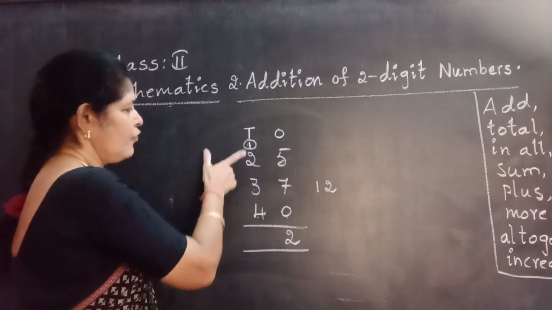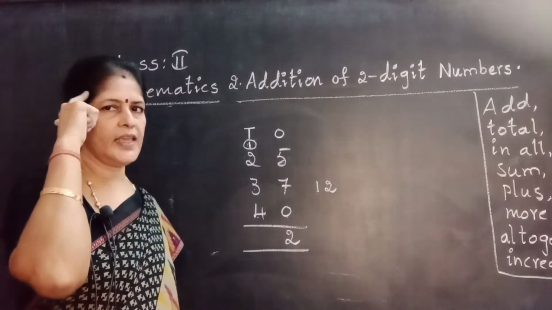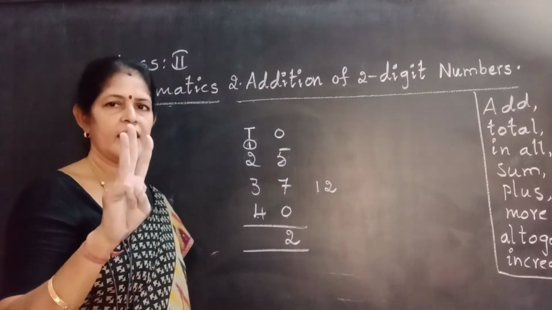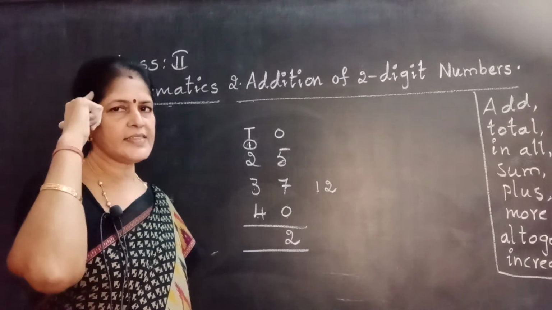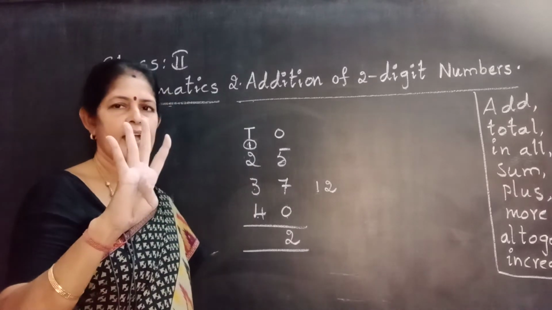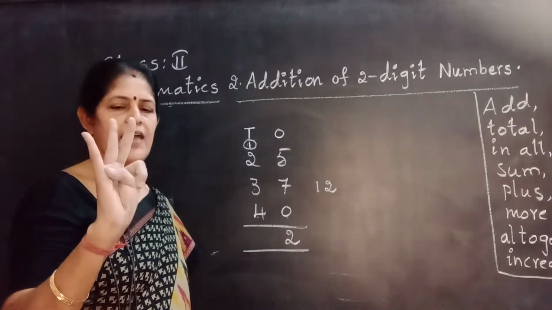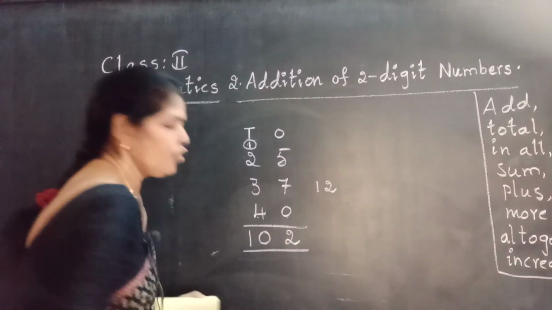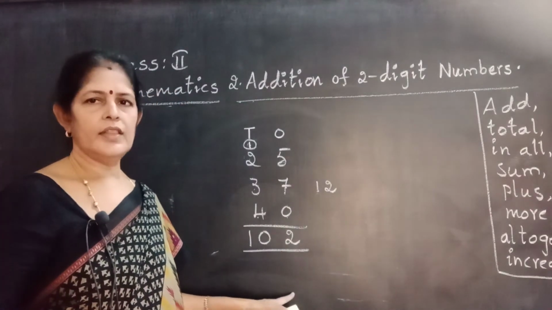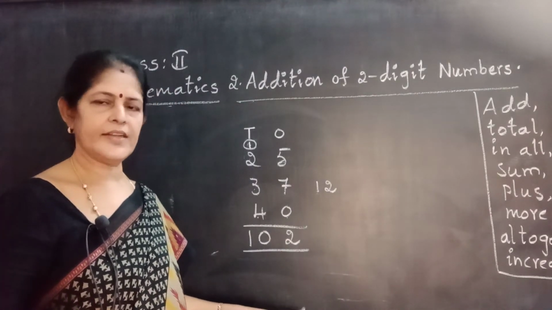Once again. 1 plus 2, 3. 3 in the mind. Take 3 fingers, 3 after 4, 5, 6. 6 in the mind. Take 4 fingers, 6 after 7, 8, 9, 10. 102. The total is 102.